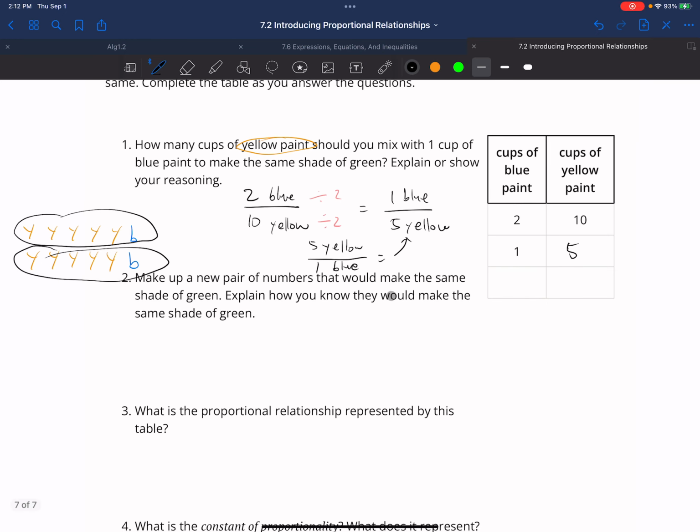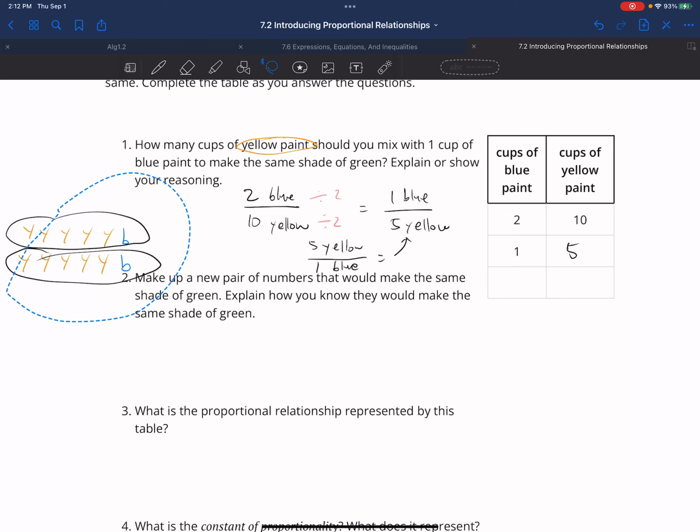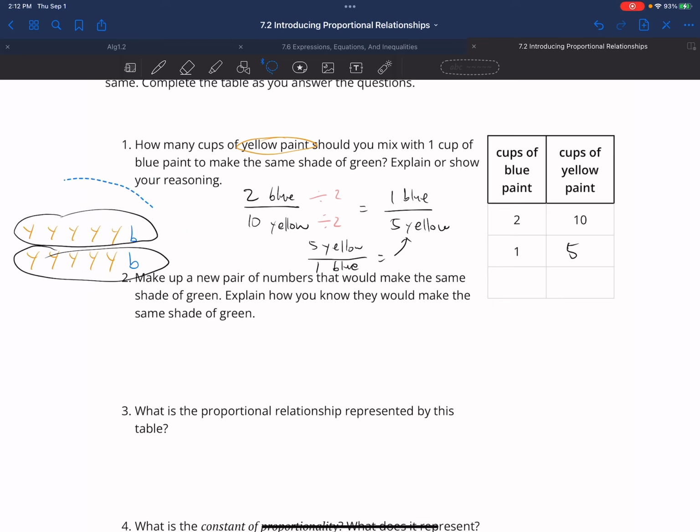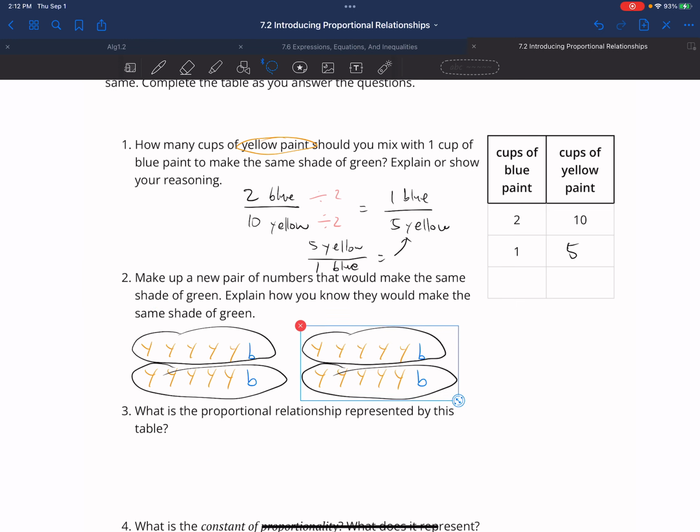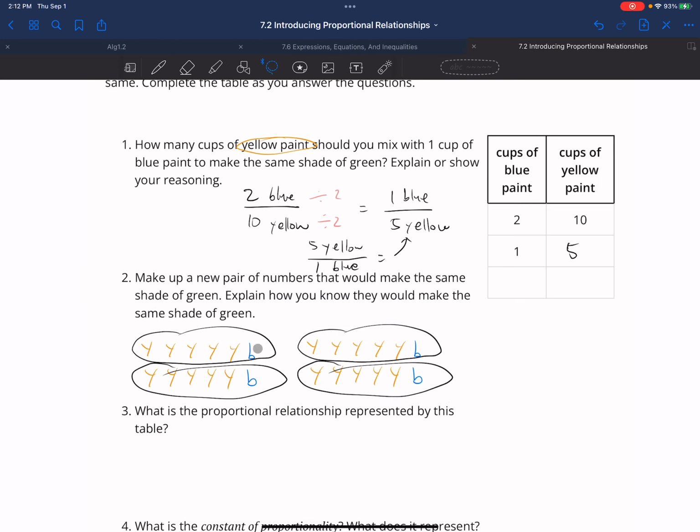And then now make up a new pair. So why don't I just do another one of these? I'm just gonna grab the entire thing for this one, copy, and paste it here. So then how many blues do I have? I have 1, 2, 3, 4 blues, and then I have 5, 10, 15, 20 cups of yellow paint. Now, how did I get this?